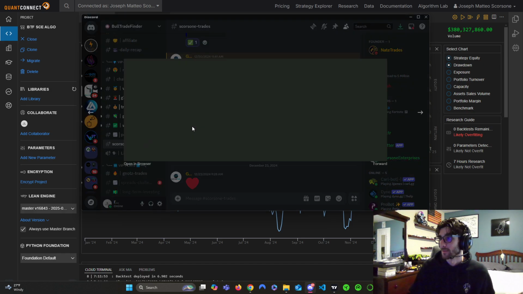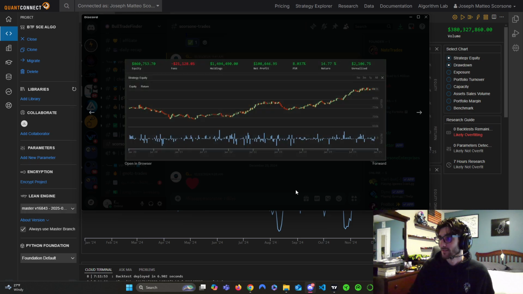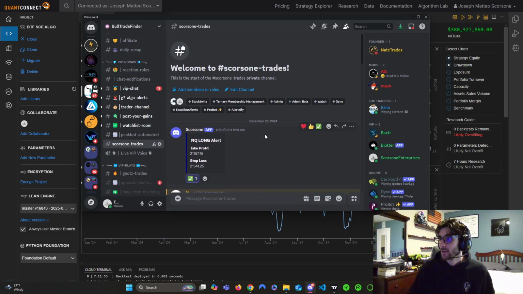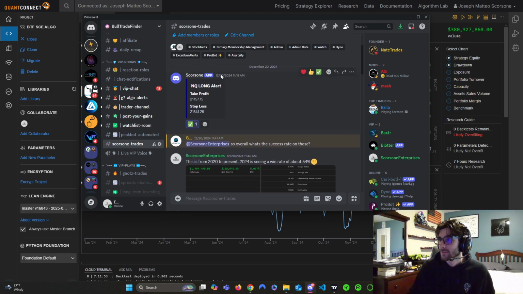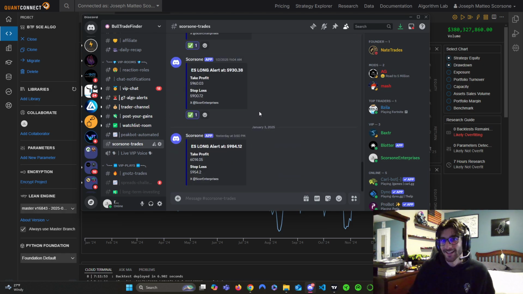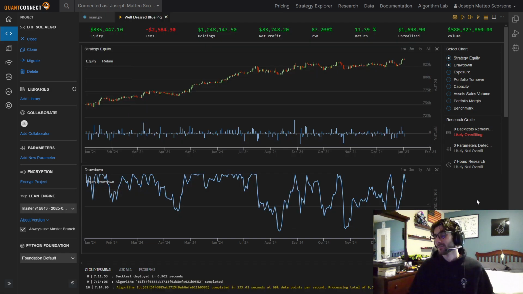Now this is actually a picture of the backtest of 2020 to 2024, so there you go. That is in the channel as well. And as of December 20th to present, it is 6 of 7. So you guys could see all of that in there.